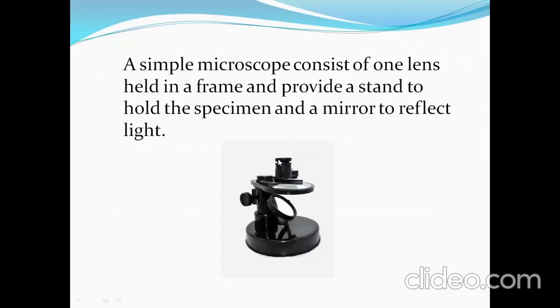Obviously one lens is present, which is held in a frame, and there is a stand to hold the specimen. This is where the specimen slide or the actual specimen is kept, and there is a mirror to reflect the light. This mirror plays a very important role in any type of microscopy. This is a very simplified form of microscope where only one lens is involved, fixed to a stand or frame, with a specimen holder and a mirror to reflect the light.